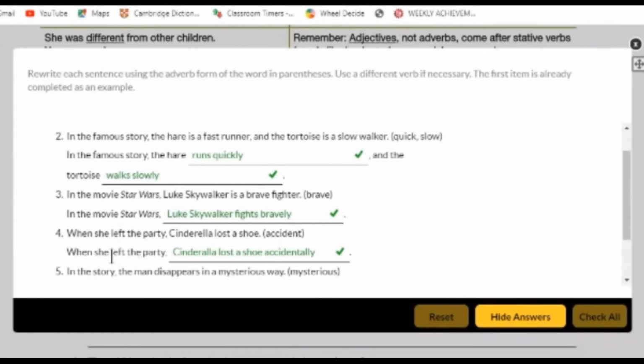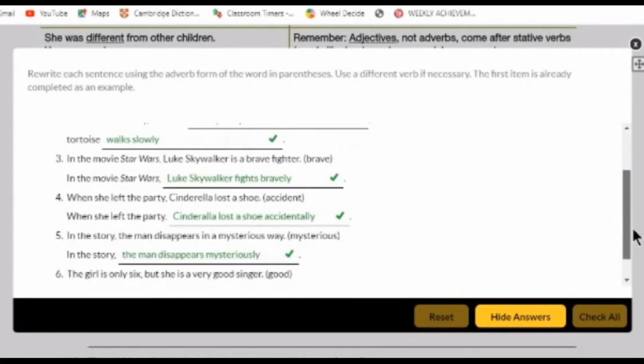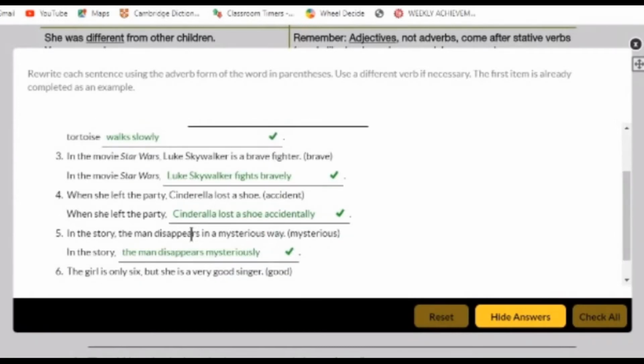Number 4, here, she left the party. Cinderella lost a shoe accidentally. For example, you have Cinderella, the subject, lost, the verb. In this case, we have the object, and when we have the object, then you have the adverb of manner. Here in the story, the man disappeared mysteriously. So here you have the man, subject, verb, and adverb.